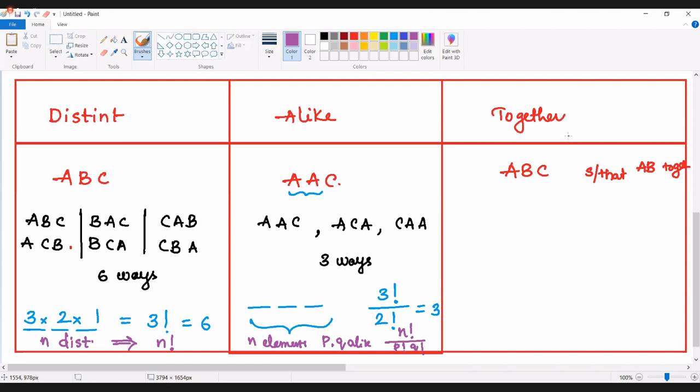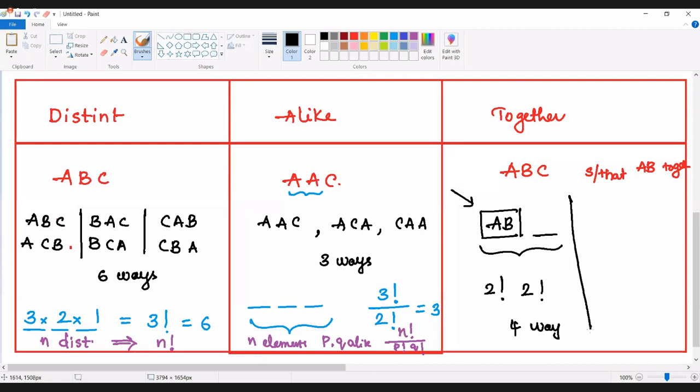Similarly, rearrange the letters in the word ABC such that AB is together. Whenever you come across any condition of together, treat that as one unit. So AB is together means you can take AB as one unit. So now you can observe two elements are there. Two elements can be arranged in 2 factorial. But the elements which are available in the unit, you can rearrange them again. That is going to be 4 ways to arrange this.